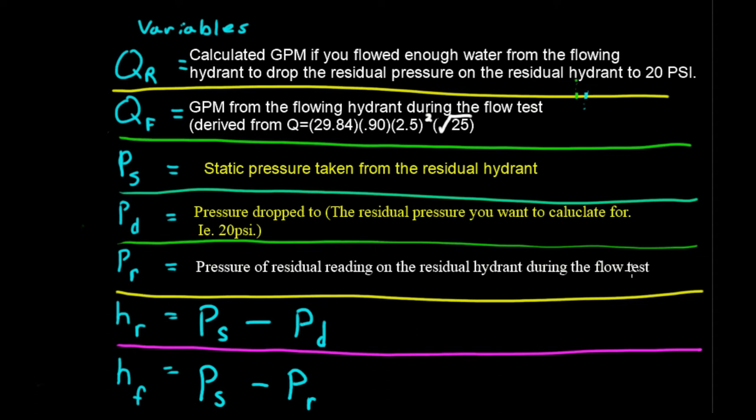And in the equation in NFPA 291, they don't show these. I'm going to show you where they get these numbers. They show these, but what are these numbers? Well, the H sub R is going to be PS minus PD, so it will be your static pressure minus your residual pressure. And then H sub F is going to be your static pressure minus the pressure reading on the residual hydrant during the flow test.